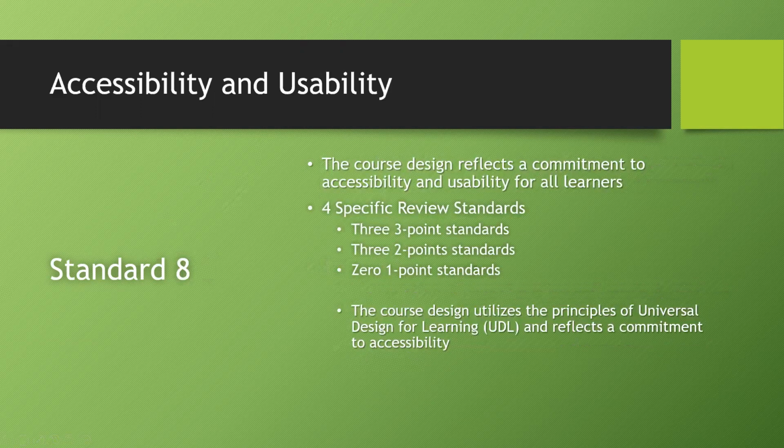Standard 8 is about accessibility and usability. The course design reflects a commitment to accessibility and usability for all learners. There are 3 3-point standards, 3 2-point standards, and 0 1-point standards. So the course design utilizes the principles of universal design for learning and reflects a commitment to accessibility. So let's look at the first standard of standard 8.